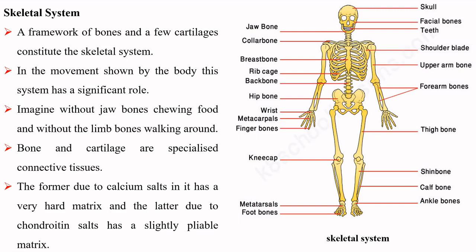Skeletal system. A framework of bones and a few cartilages constitute the skeletal system. This system has a significant role in the movement shown by the body. Imagine chewing food without jaw bones and walking around without limb bones. Bone and cartilage are specialized connective tissues. The former, due to calcium salts in it, has a very hard matrix, and the latter, due to chondroitin salts, has a slightly pliable matrix.